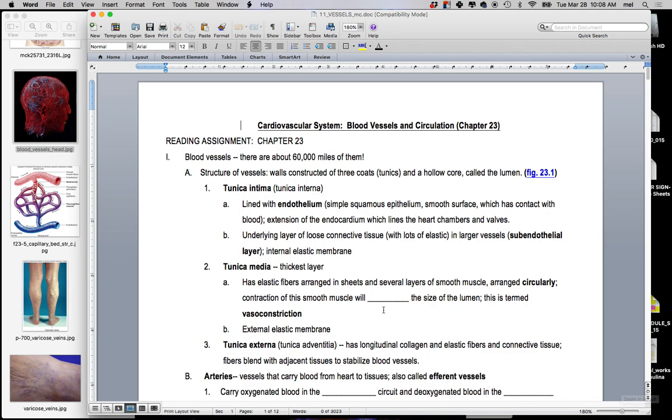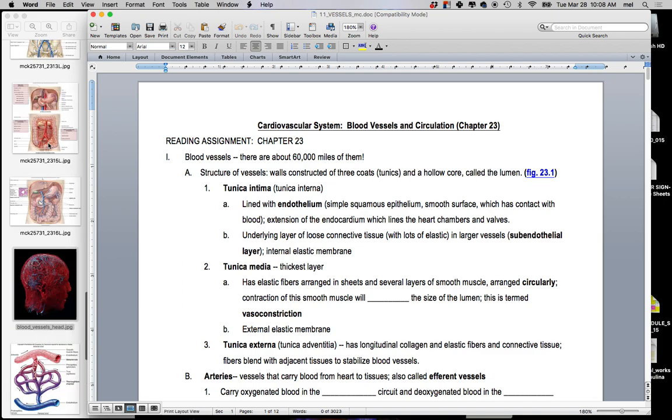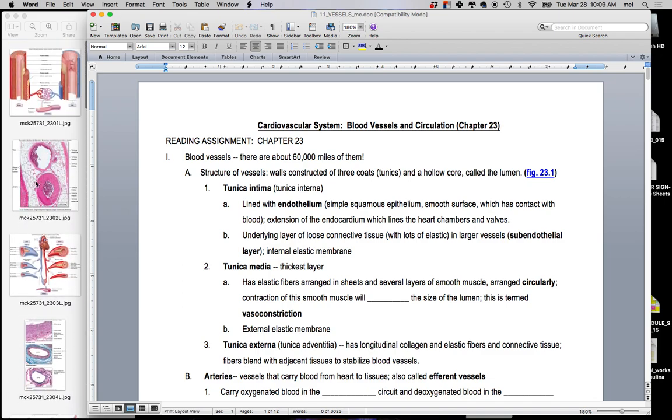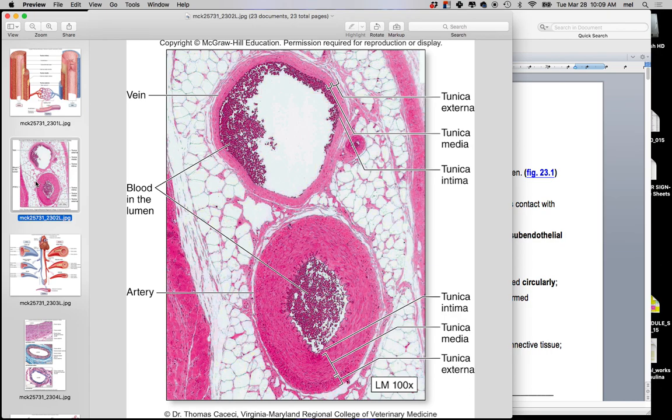Okay, so you have 60,000 miles of blood vessels. So I wanted to just go through the basic structure of blood vessels in general and then compare arteries and veins. So first thing is, this is counterintuitive, but this is a cross-section between an artery and a vein. I don't know which one it is because it didn't tell me, but let's just say this is the brachial artery and the brachial vein, or the femoral and the femoral, right? Because they're right next to each other, okay?